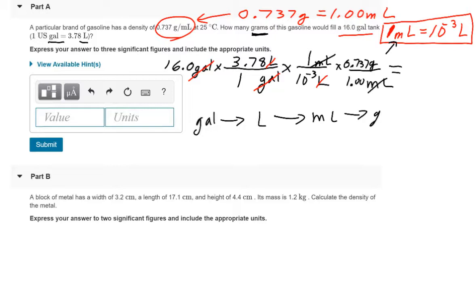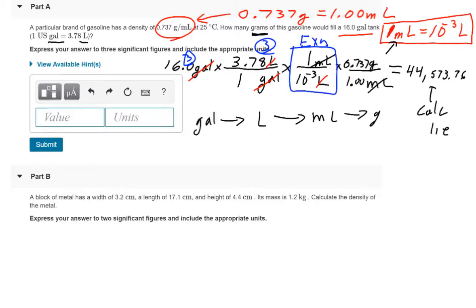Okay, so the lie your calculator gives you is 44,573.76. Now we have to apply sig figs. We've got 3 sig figs there, 3 sig figs there. That's exact because it's by definition. That's measured, and that's 3 sig figs. So it looks like we should have 3 sig figs here.